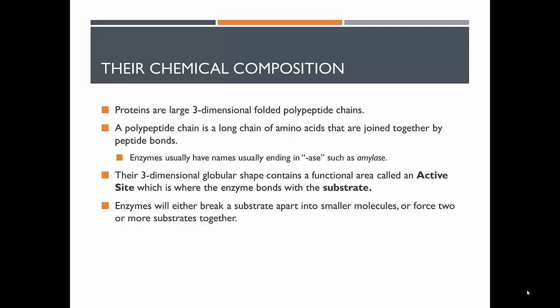Okay, here we have this three-dimensional shape. It contains an area. It could be a large area, it could be a small area, but whatever the area is that is functional, we call that the active site, and that's where the enzyme does its job by bonding to a substrate. A substrate is the molecule that the enzyme acts on. So an enzyme will either break a substrate apart into smaller molecules or force two or more substrates together to create a larger molecule.